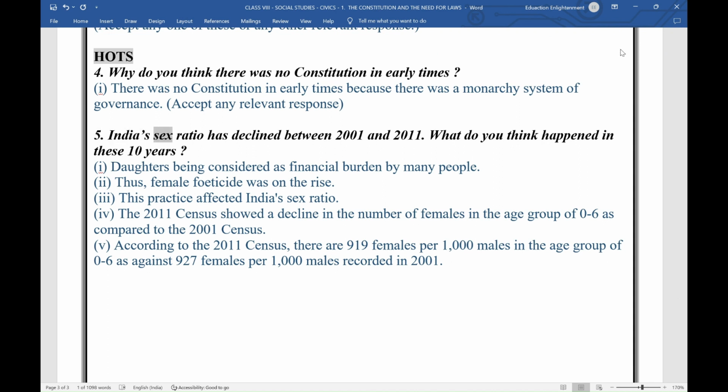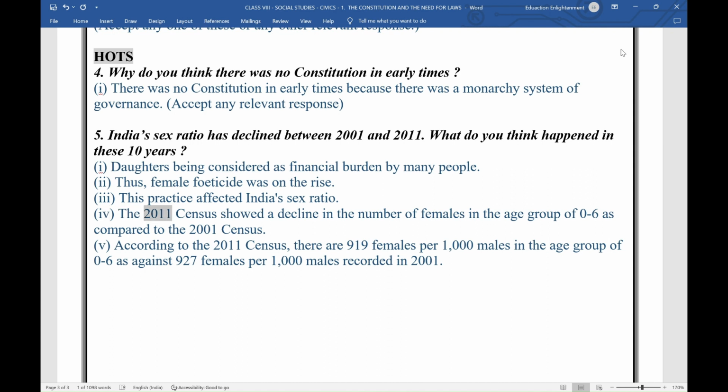5. India's sex ratio has declined between 2001 and 2011. What do you think happened in these 10 years? 1. Daughters being considered as financial burden by many people. 2. Thus, female feticide was on the rise. 3. This practice affected India's sex ratio.